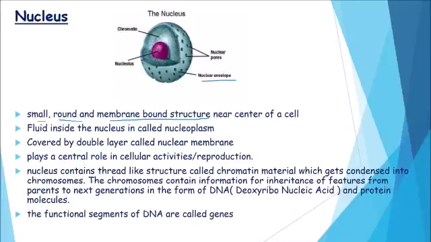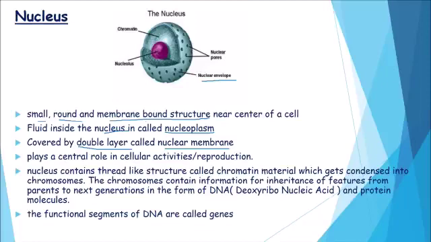It is located almost in the center of the animal cell, but in the plant cell it is located near the periphery of the cell. This is the main difference between plant and animal cell. In the animal cell it is present near the center, and the fluid present inside the nucleus is called nucleoplasm. Yes, it is nucleoplasm. We have done the fluid filled inside the cell is cytoplasm, and the fluid filled inside the nucleus is nucleoplasm. Nucleus is covered by a double layer called nuclear membrane.